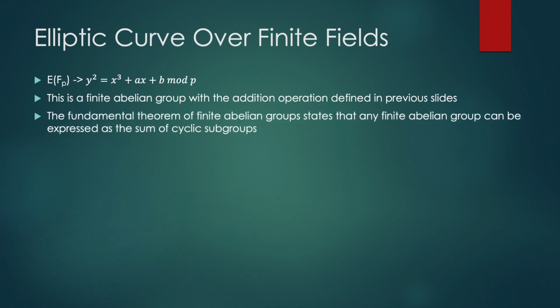The fundamental theorem of finite abelian groups states that any finite abelian group can be expressed as the direct sum of cyclic subgroups. And by this definition, we know that our elliptic curves over finite fields are cyclic or contain cyclic subgroups. The proof of this comes from the field of study of abstract algebra, which I don't want to go down that rabbit hole for the purpose of cryptography. But for the purposes of cryptography, what is important is that we've just created a cyclic abelian group with the addition operation using elliptic curves over finite fields.